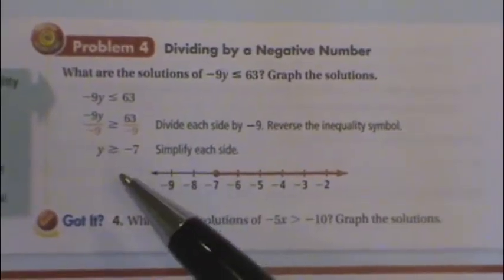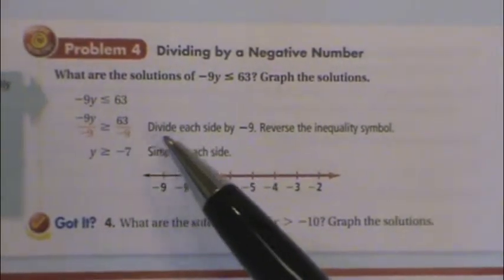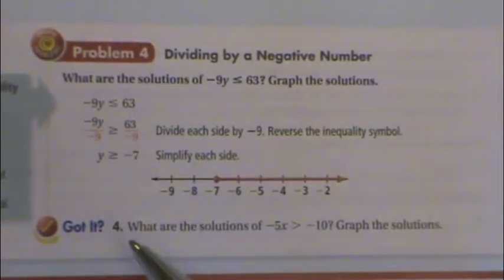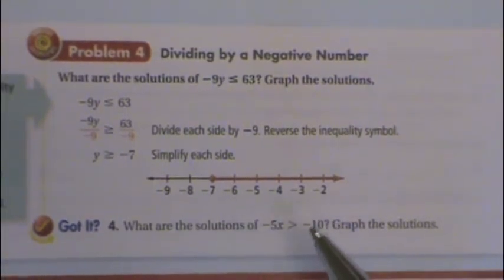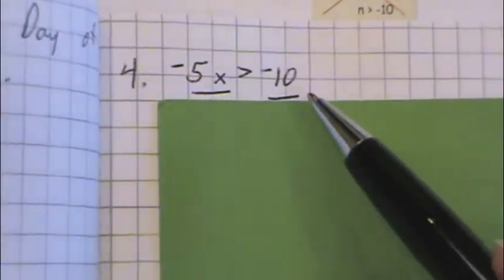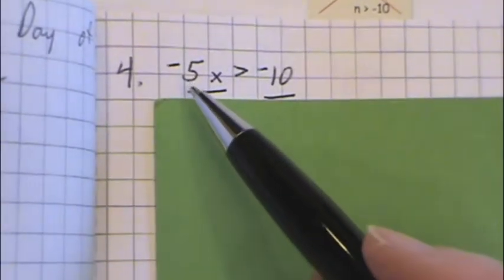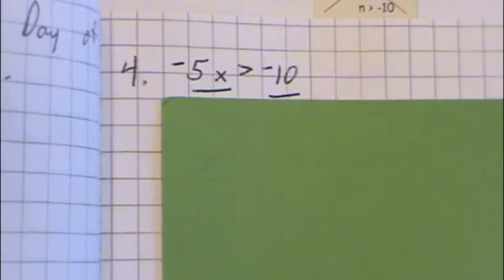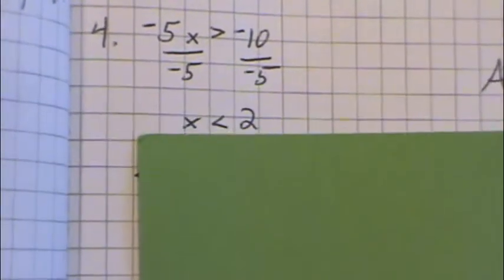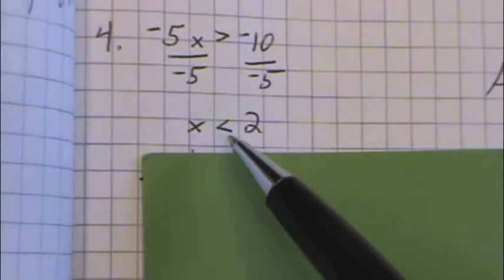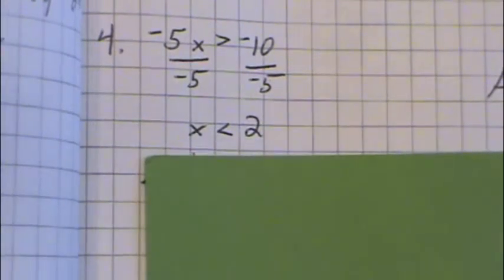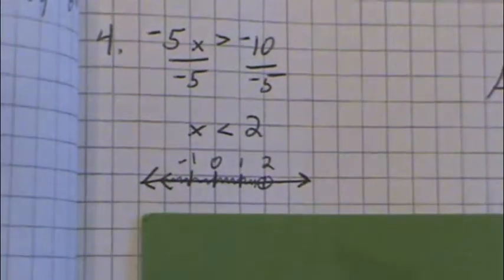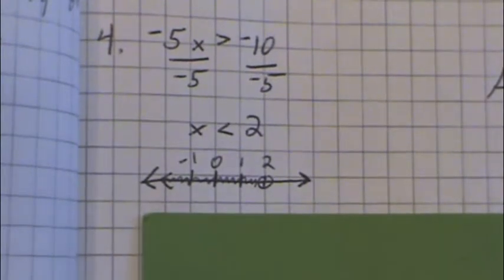Problem 4 gives us a little bit of practice dividing by a negative number. You can look through those steps. I'm going to walk you through got it number 4. Put this problem in your notebook and let's do it together. So here's the problem they give us. First step we need to do is divide each side by negative 5. But if we have to divide by a negative, we need to flip the sign. So x is less than 2. And here's your graph. That was not so bad.